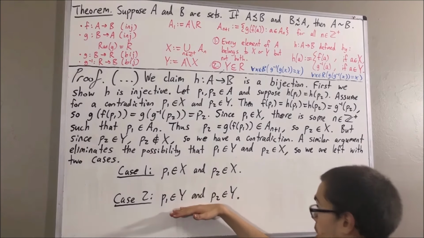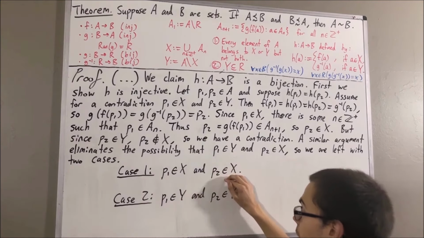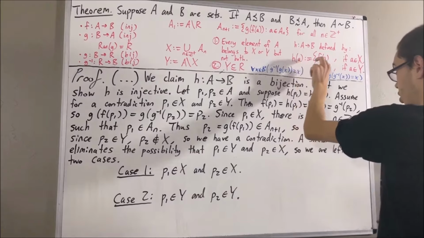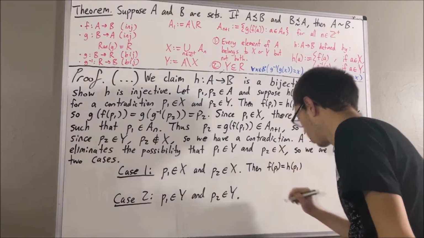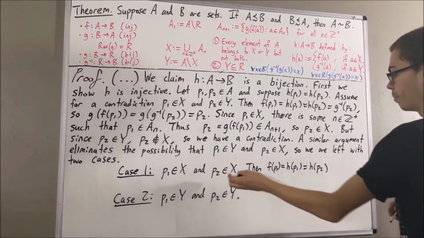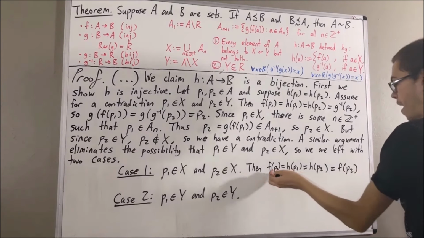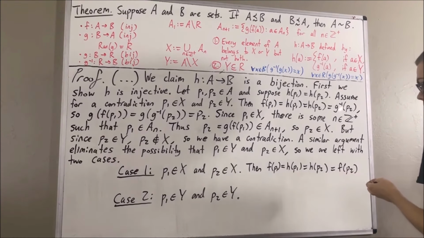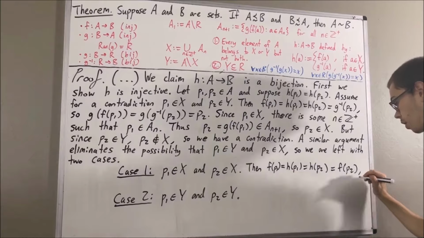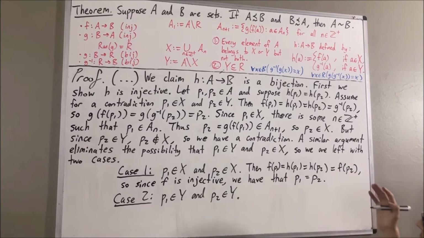And in either case, we're going to show that p1 is equal to p2. Let's start with case 1, where p1 and p2 are both elements of x. Well, in this case, if we send p1 into the function h, we get that h of p1 is equal to f of p1. And we know that h of p1 is equal to h of p2. And when we take p2 and send it into the function h, we get that h of p2 is equal to f of p2. So we have that f of p1 is equal to f of p2. Well, since f is injective, it follows that p1 is equal to p2. So this completes case one.